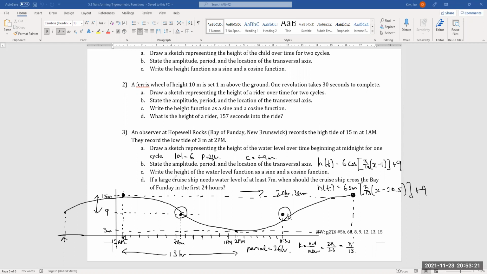Okay, so questions like if the large cruise ship needs the water level up at 7 meters, I'll let you try that and then take a look at my answer key. Long story short, I want to know when the water level will be at least 7 meters. So in other words, when the y value is 7, what does the time have to be? And I realize I wrote x instead of t. T was supposed to represent the time, not x. Sorry. So t minus 1 and t minus 20.5. Okay. Hope that helps.